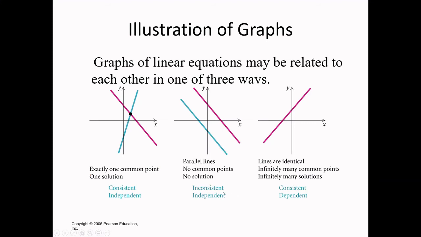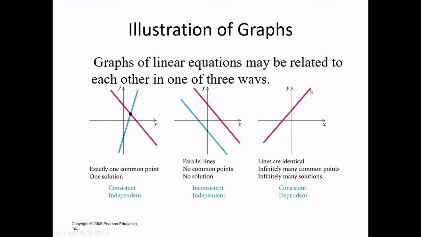Here's an illustration of that. These two are consistent because they intersect somewhere, and they are independent because they exist independently. These two are inconsistent because they will never intersect, but they are independent because they exist uniquely. Now, this is really two lines piled on top of each other. In other words, actually the same line. And I'll show you in a couple of moments how that can exist.